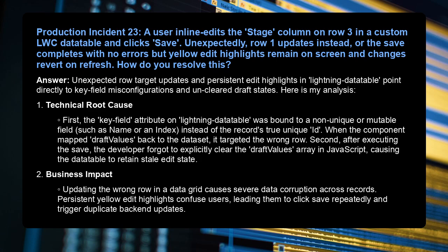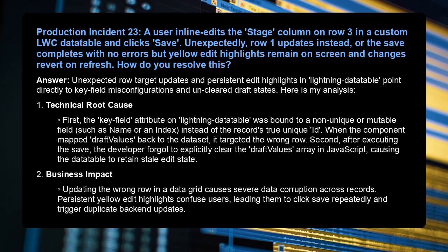Production Incident 23. A user inline edits the stage column on row 3 in a custom LWC datatable and clicks Save. Unexpectedly, row 1 updates instead, or the save completes with no errors, but yellow edit highlights remain on screen and changes revert on refresh. How do you resolve this? Answer: unexpected row target updates and persistent edit highlights in Lightning Datatable point directly to key field misconfigurations and unclear draft states. Here is my analysis.